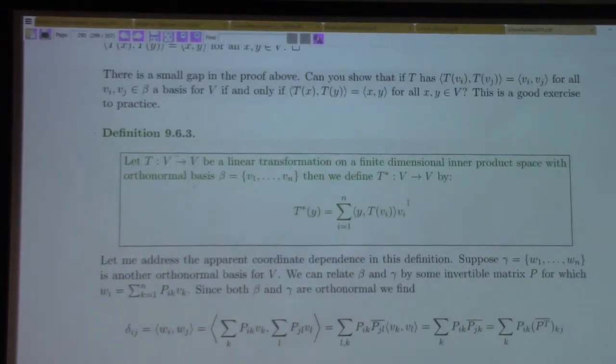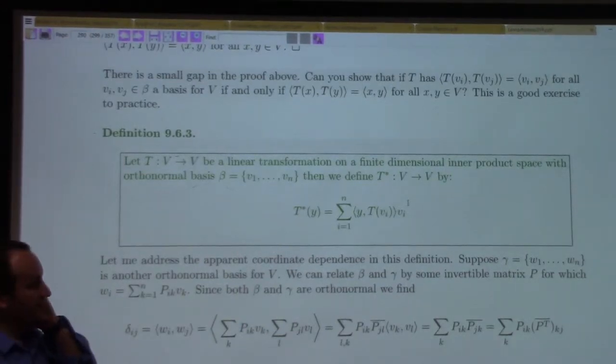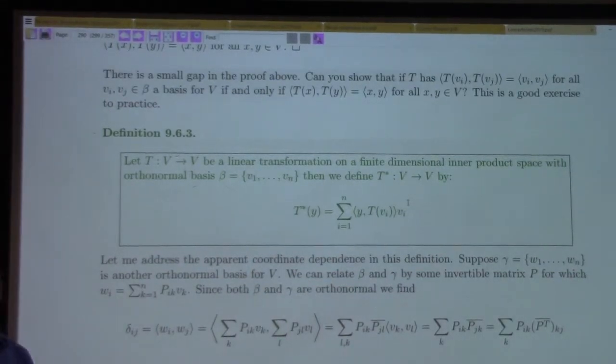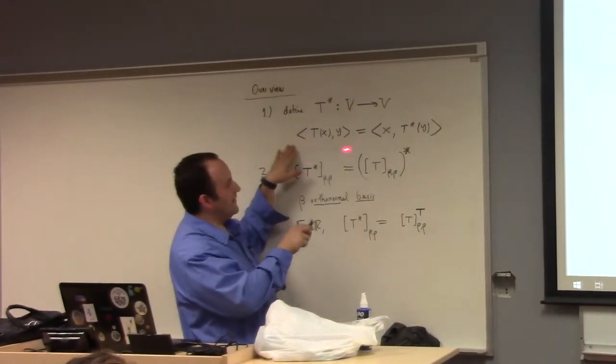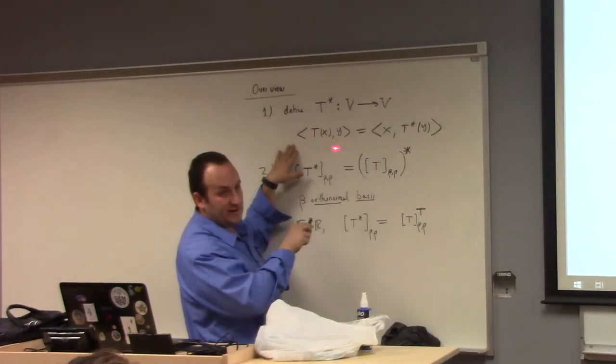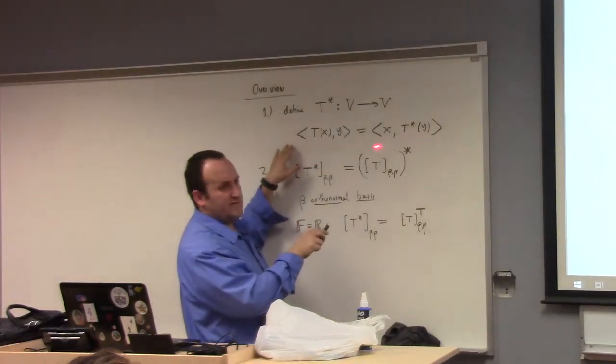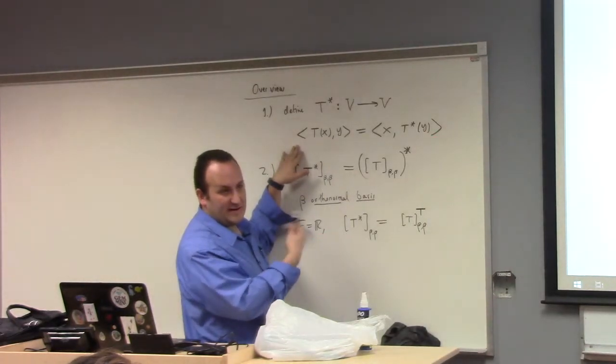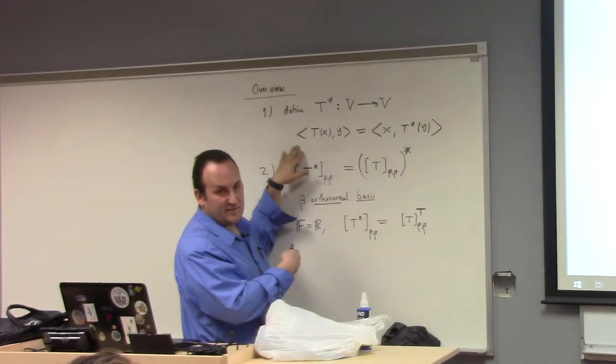My next thing is I define the adjoint. Now my definition is different than you'll find in a lot of theoretical linear algebra books. Theoretical linear algebra books like to use this condition right here to implicitly define the adjoint. They say T star is the transformation for which this happens for all x and y. That is a definition, but it's also annoying because it doesn't give you a formula for T star.